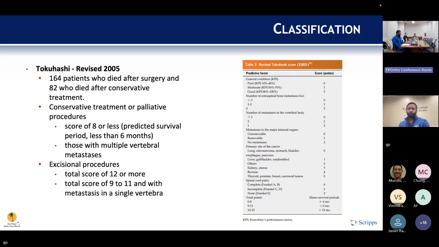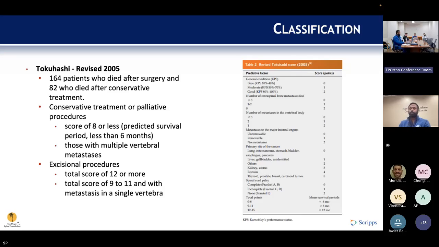So the important thing to note here is that it's a prognostic score based on 6 elements: general condition, extraspinal bony mets, number of vertebral bodies with mets, visceral mets, primary tumor, and neurologic compromise. Taking these 6 elements, you can get a score. If it was 0 to 8, they suggested that the mean survival period was less than 6 months. 9 to 12 would be greater than 6 months, and a score of 12 to 15 would be greater than a year.